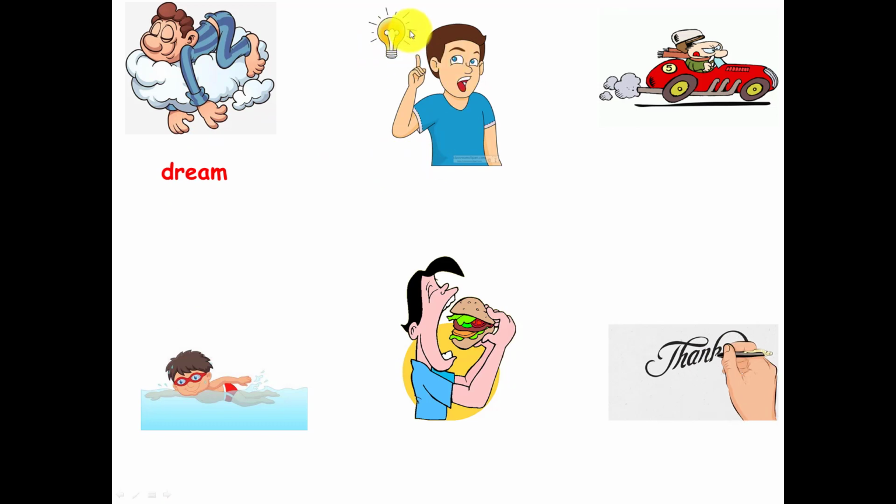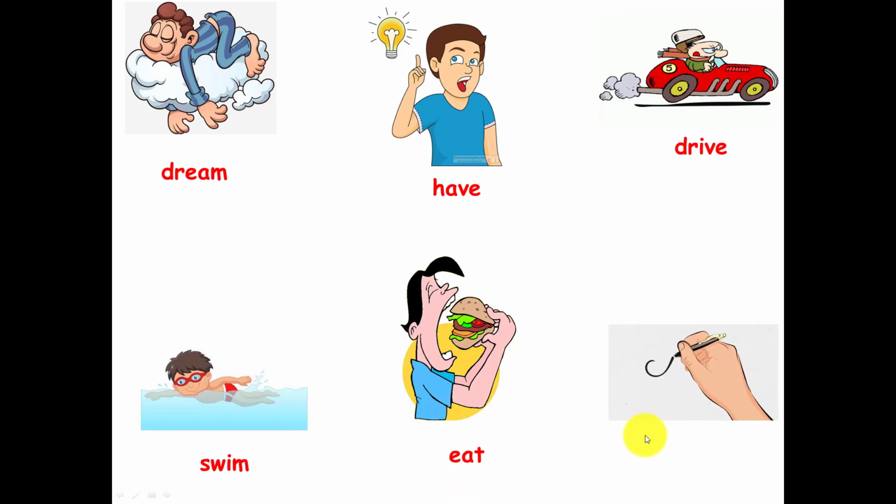Next. Okay. An idea. Good. Verb to have. Next. Drive. Good. Here. Swim. Next. Eat. Last one. 2. Good. Right.